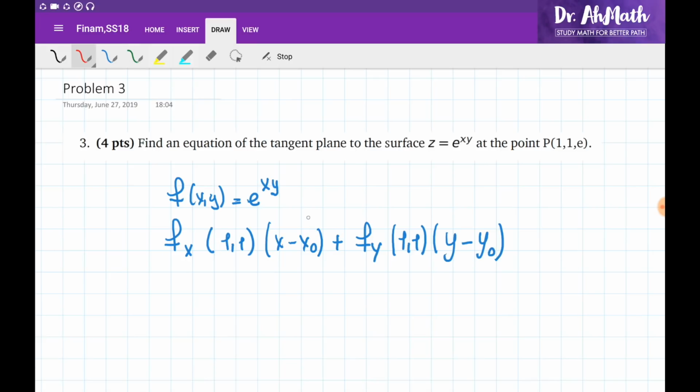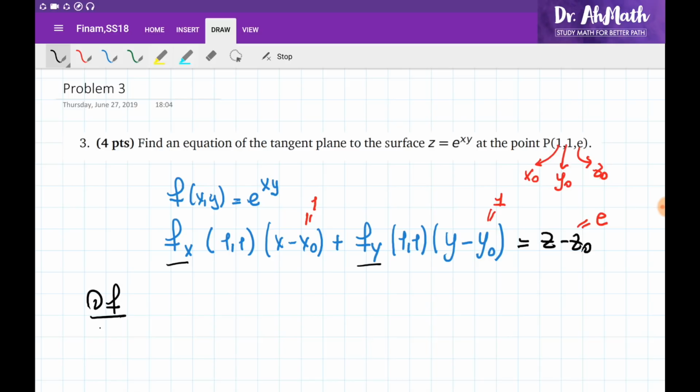And by the way, x0 is equal to 1 and y0 is also equal to 1. So when you're given a point, the first component is going to be x0, the second one is y0, and the third one is z0, which is equal to the z minus z0, where z0 is simply e. So the only thing we need to find in this equation is the partial derivatives of f with respect to x and y, and then evaluate them at the point 1 and 1.